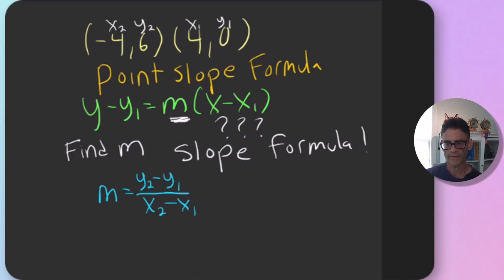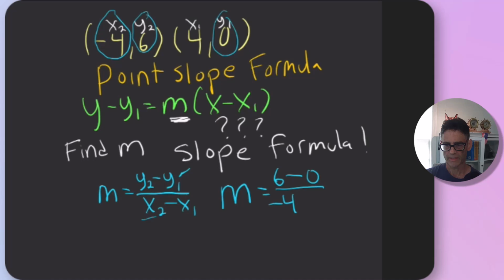So plugging in there, let's say y2 was 6. So that goes there. Subtract the y1, which was 0. And then on the bottom, I'll take the x2 right here, the -4. And then I'm going to subtract the x1. See, that's nice and organized, so I can just look up at what I've got. So the x1 is the 4. So we have x2 minus x1, so we have -4 minus 4.